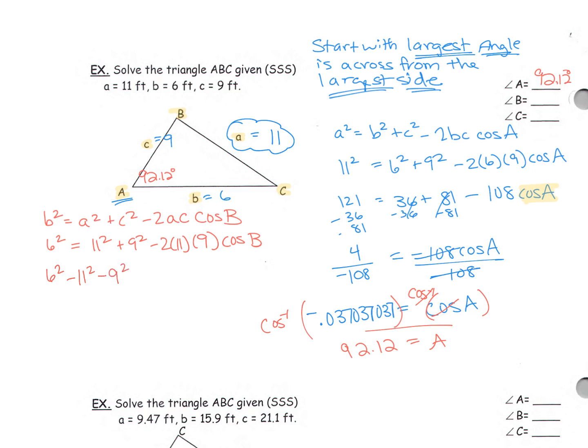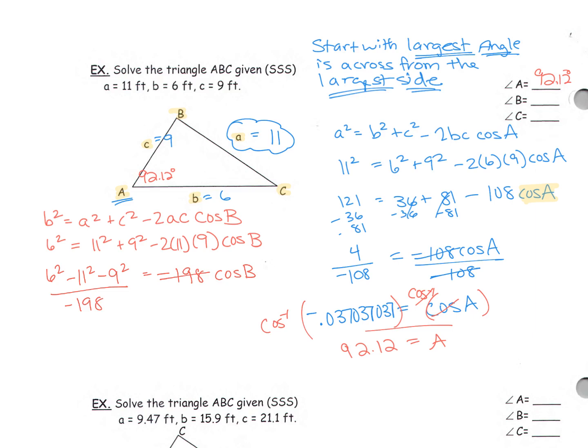I do need to subtract that 9 squared over. I do need to divide by negative 2 times 11 times 9. Well, that equals, I'll go ahead and just, that's 22 times 9. That's negative 198 cosine B. So I'm going to divide that negative 198 over to get it to cancel. And so this is equal to cosine of B.